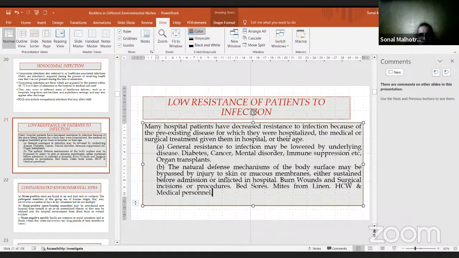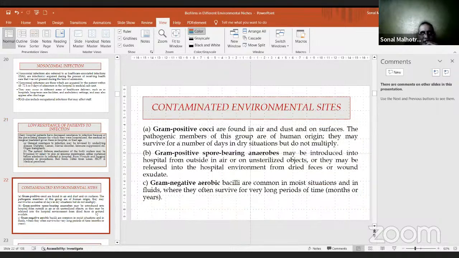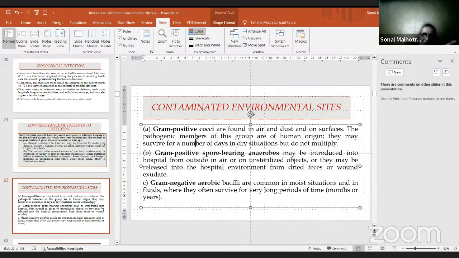The natural mechanisms of the body surface may be bypassed by injury to skin or mucous membranes. And then you can get other things like burn wounds or surgical incisions or procedures. Then bed sores happen when people are not moved frequently. If they're not moved for more than 15, 20 hours, then they develop bed sores, and mites from linen and healthcare workers and other medical personnel. So we'll look at some of those things today. Contaminated environmental sites. So these are different bacteria that can be present in environmental sites within the hospital.